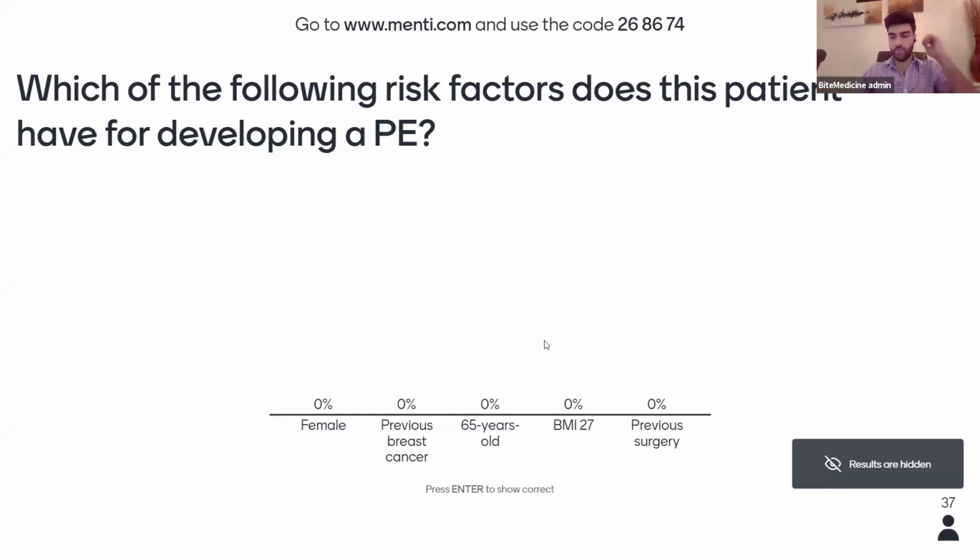Okay, I'll give you a few more seconds on that before we reveal the answers. So knowing the risk factors for PE is really important for your exams.